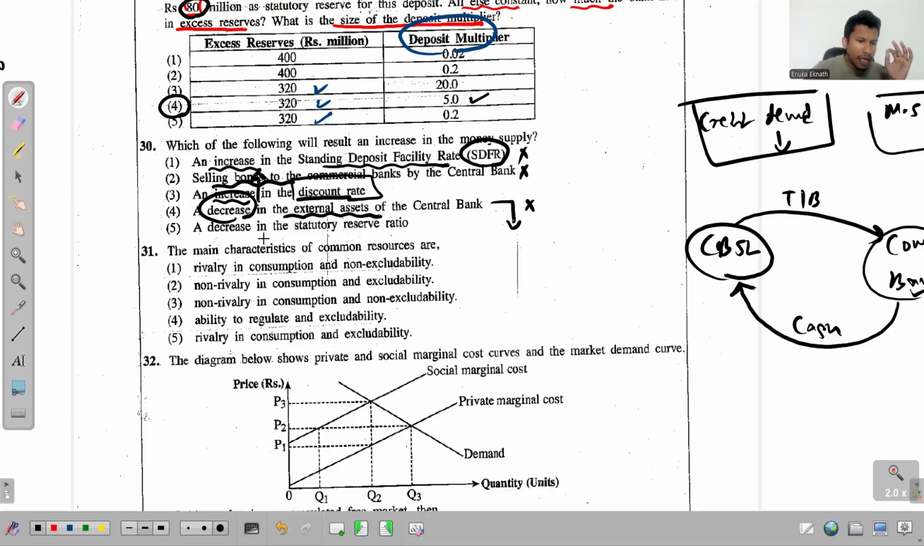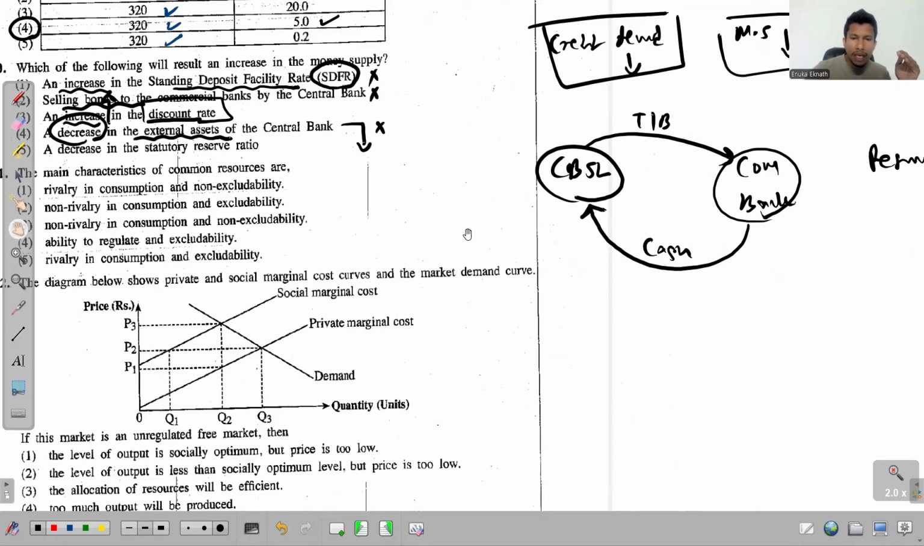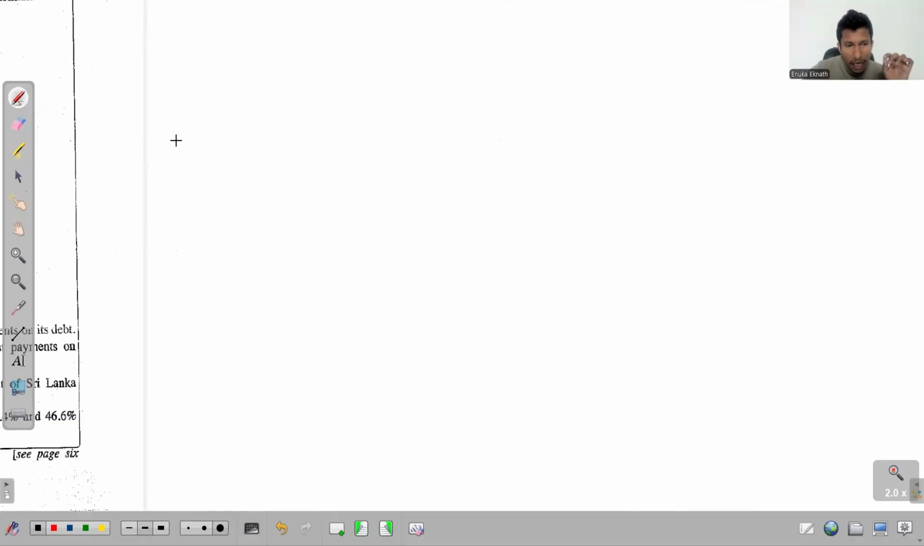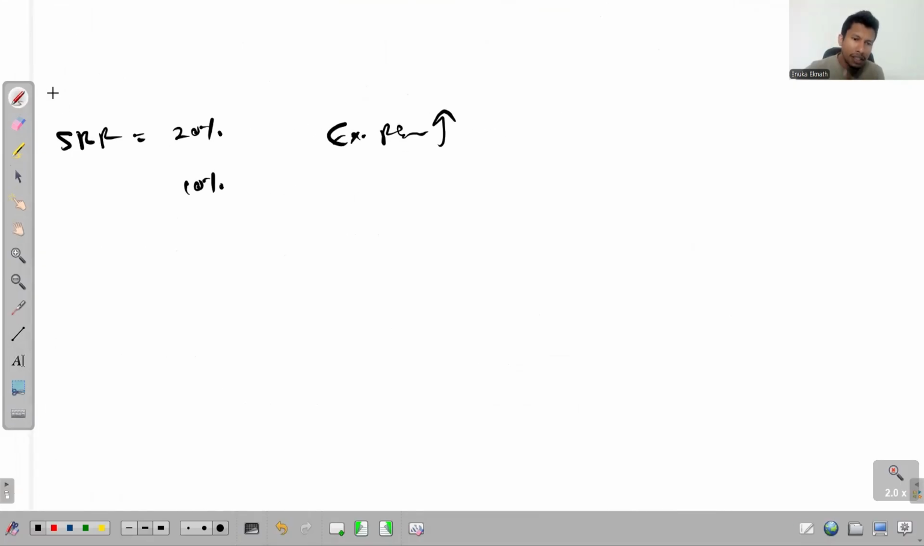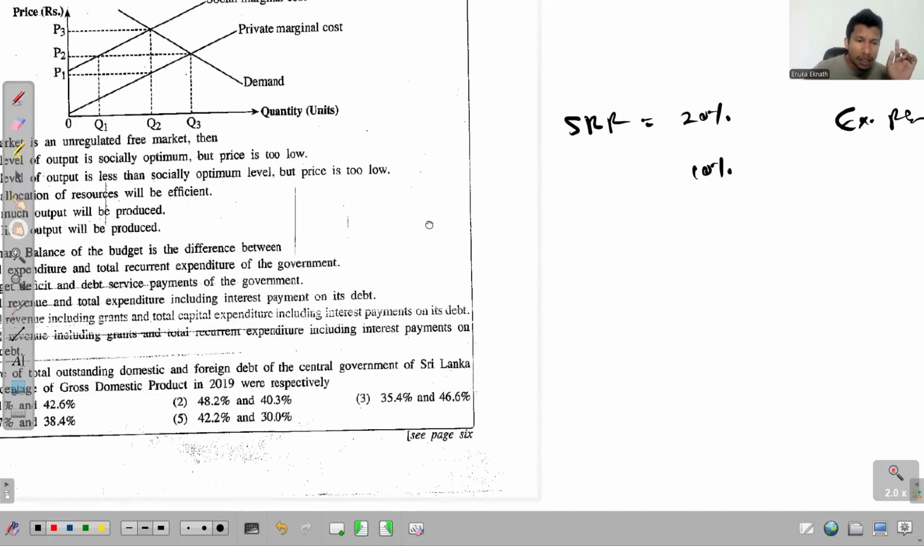The fifth one says decrease in the statutory reserve ratio. See, like in our previous example, when we calculated this statutory reserve ratio, we got the value as 20%. So what if this 20% gets decreased to 10%? If the statutory reserve rate gets decreased, excess reserve will increase. And the commercial bank uses this excess reserve to create credit. So their ability to create credit, right? Ability to create credit will increase, and as a result, money supply will also increase. See, that's the answer for the question then.